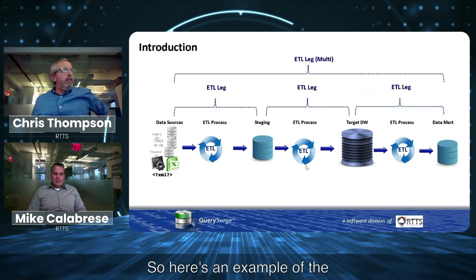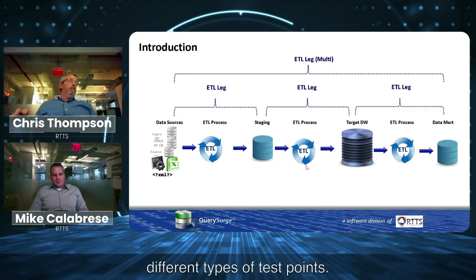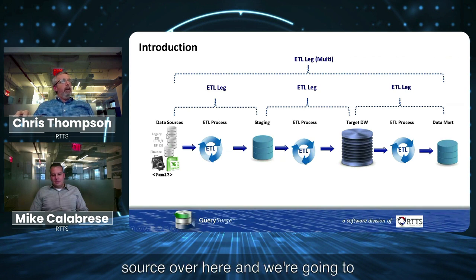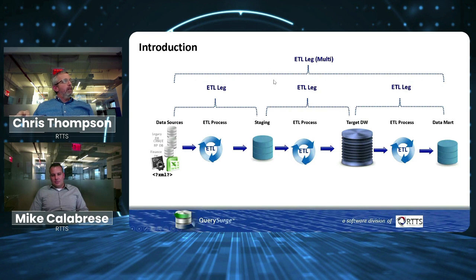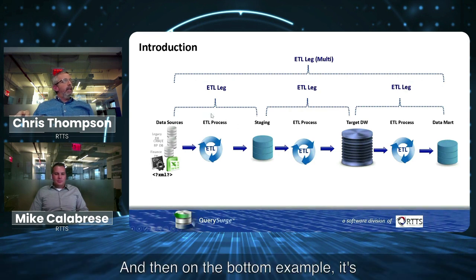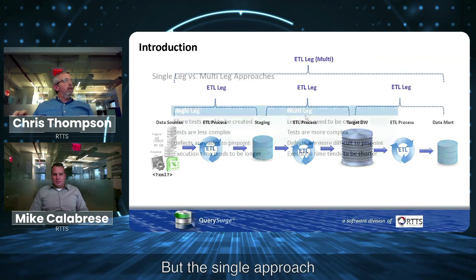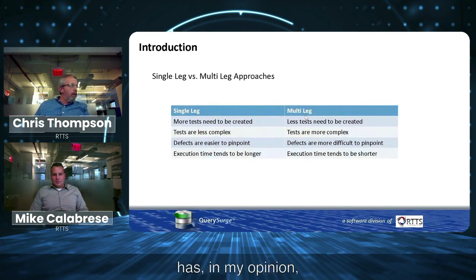So here's an example of the different types of test points. In the example above, it's a multi-leg approach. We're going to say our data source is over here, and then we're going to test all the way across to our data mart. So we're going to test all these transformations in one leg. And then the bottom example is breaking it into its separate entities. Both have advantages and both have disadvantages, but the single approach has, in my opinion, more advantages.